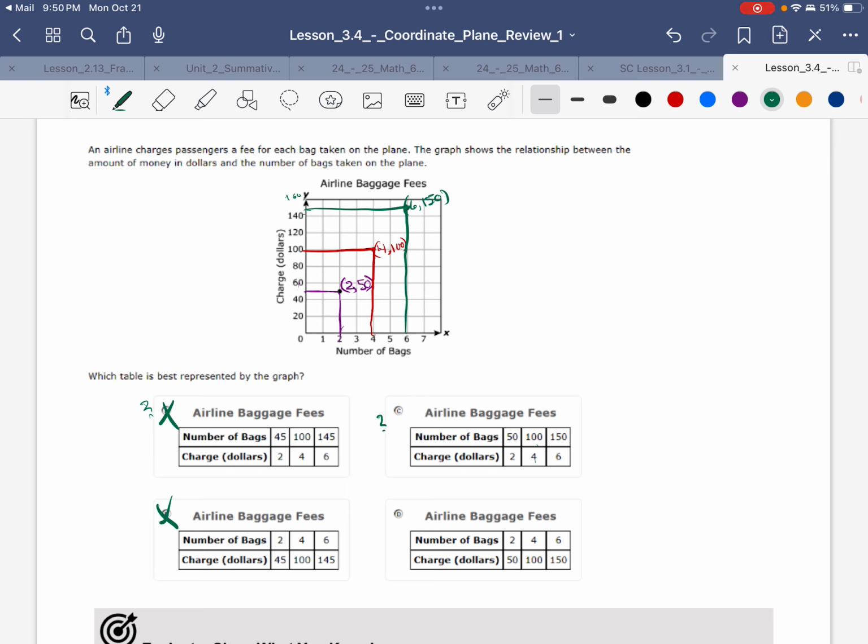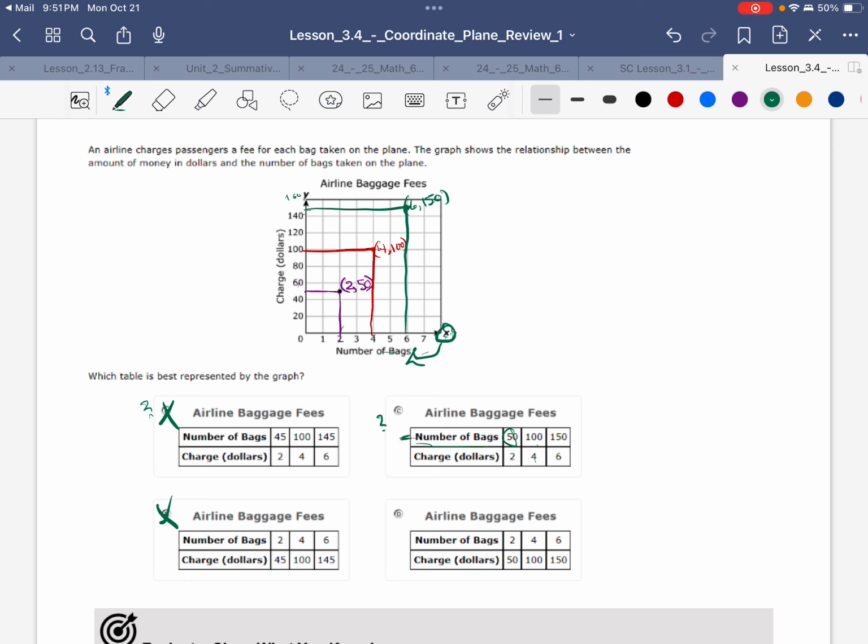4 and 100. Oh, see? So this is too important to look at right here. Look, C and D have the same numbers, but the X and Y differ. So you need to identify the X and Y. Our X goes with the number of bags, so it should be how many we are actually moving over with. Right now, they have 50 here, and 50 is not our number of bags. It would be 2, 4, and 6.